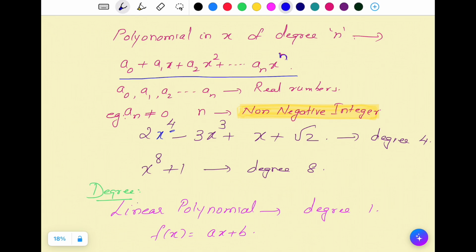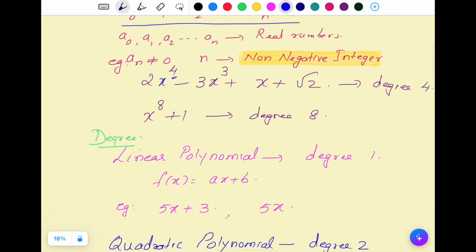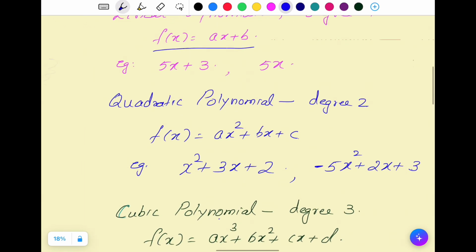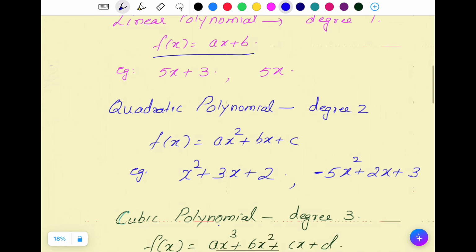In the second example, x to the power of 8 plus 1. So, here the degree is 8. If the degree is 1, then you call that polynomial a linear polynomial. The format is f(x) is equal to ax plus b. An example is 5x plus 3, and without the constant, only 5x is also a linear polynomial. The degree should be 1, that is it.